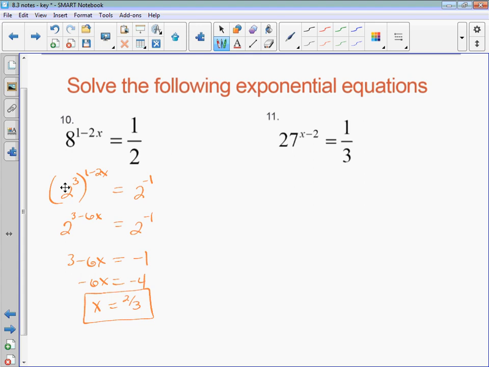All right, guys, what's our base on this one? 3. So 3 to the third is 27, right? 3 to the negative 1. All right, so that's really 3 to the 3x minus 6. Set them equal. Did you guys get 5/3?